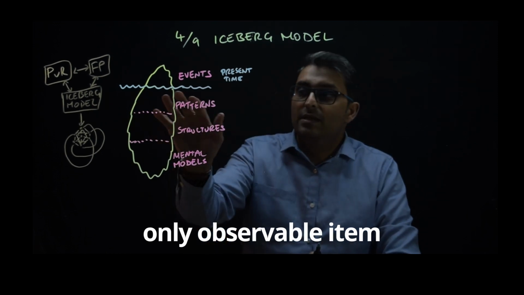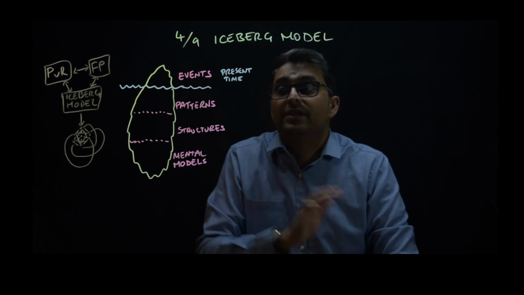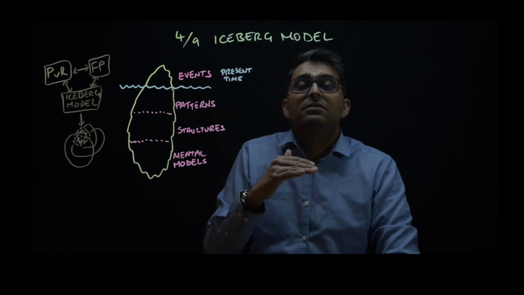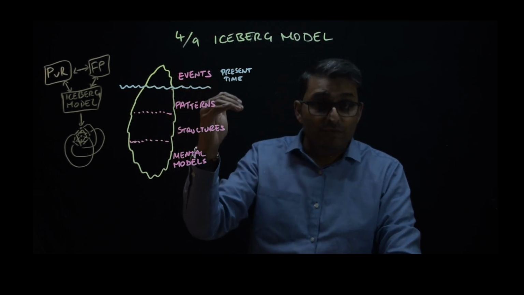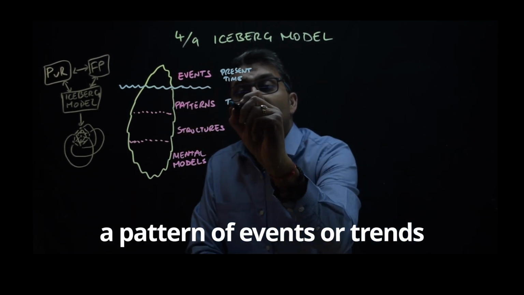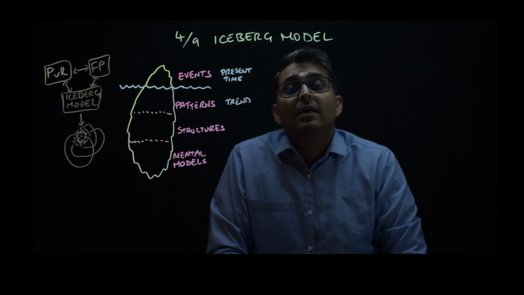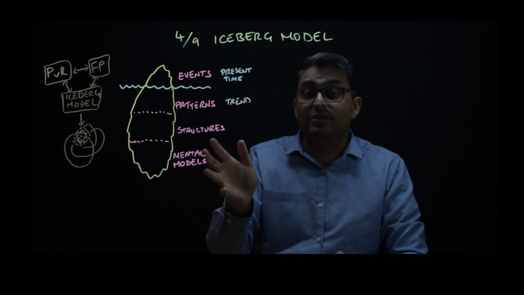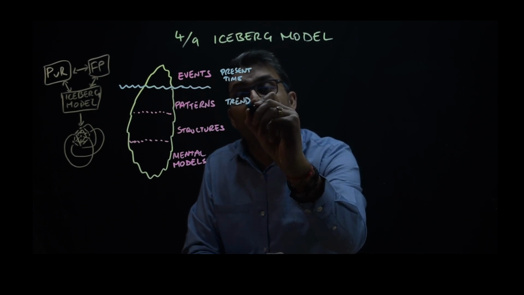Patterns. The second level. This is just below the surface, and the surface is the sort of waterline. It's just below the waterline, and just starting to investigate beneath the surface can reveal a pattern of events or a trend forming. The idea is to see if a trend or a pattern of behavior is actually starting to emerge. That's the whole idea.